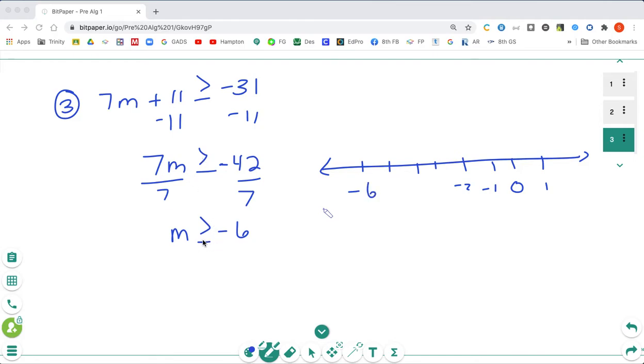Because I have my solid line here, I have my solid circle. And this is all the values of m that are greater than, so all the numbers that are greater than -6, which are going to be all the numbers to the right. And again, if I have written my variable first in my inequality, I can put in my arrow and it will be pointing in the same direction.